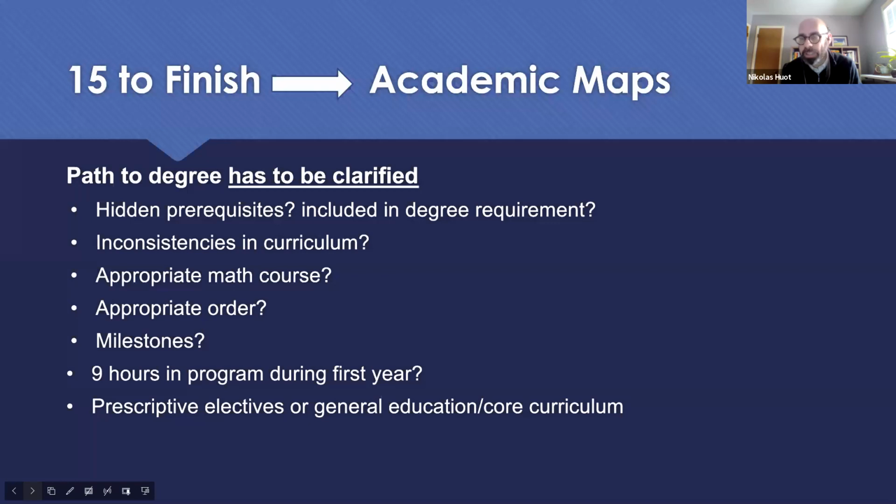So the first one, I think that some of you have attended the 15 to finish and the proactive advising. Obviously, maps go very well with the 15 to finish strategy, as well as advising. So the first thing to me, when we're talking about a good academic map, is that the path has to be clarified, and that, again, means rethinking the opportunities of your program.